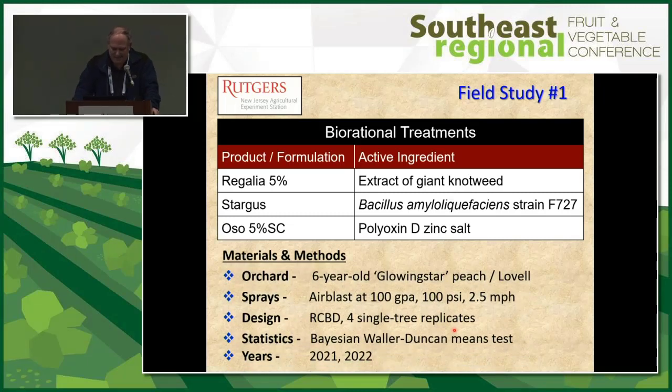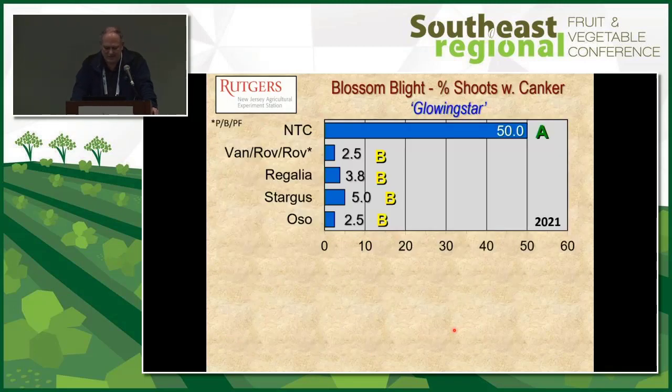As far as methods, the orchard was 6-year-old Glowing Star on a level site, and we used an air blast sprayer at 100 gallons to the acre. Pretty standard design and statistics there. And then we did this study in 2021 and 2022. We repeated it. Here are the results from 2021.